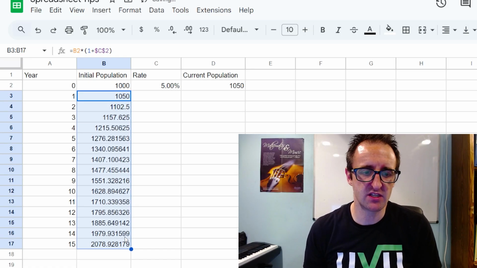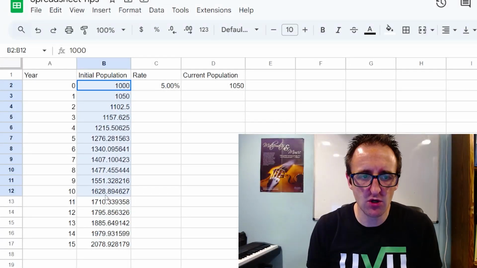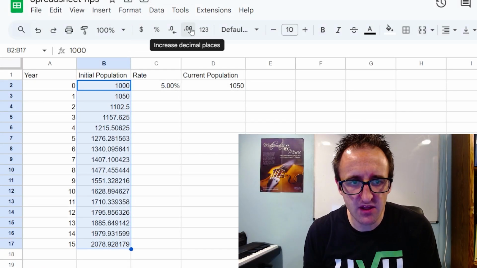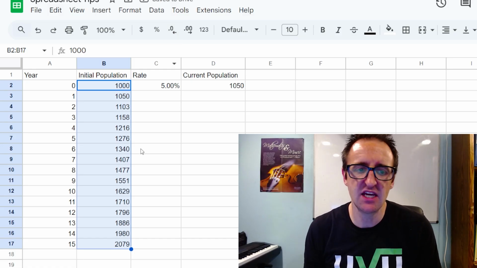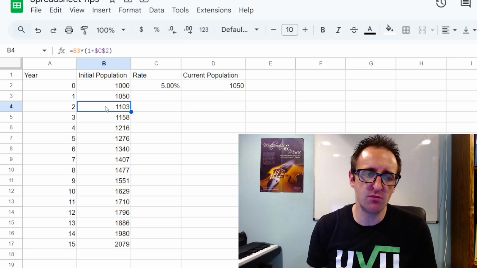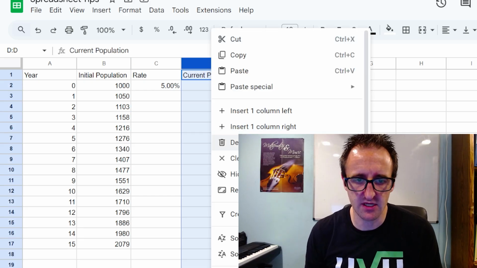And this will give us the population values all the way forward. Now if we're talking about a population, we will go ahead and mark this way and hit this button here to remove decimal places so that we get down to just integers. And this is what the population would be at any given year. We can actually get rid of this current population column now because we've handled that differently.